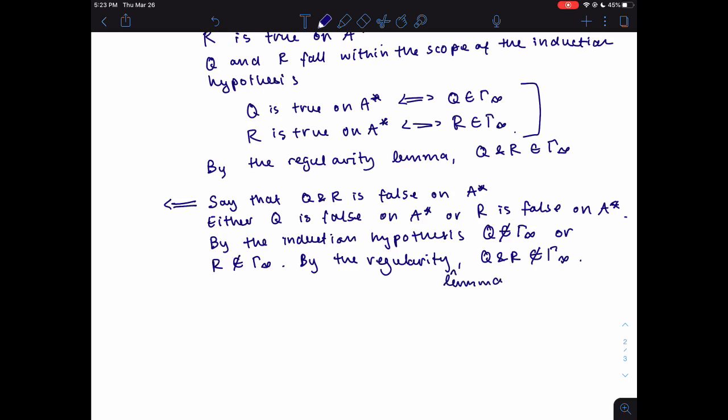I'm getting a little sloppy. It's been a long day. Yeah, so you can go back to the regularity lemma to check that out.